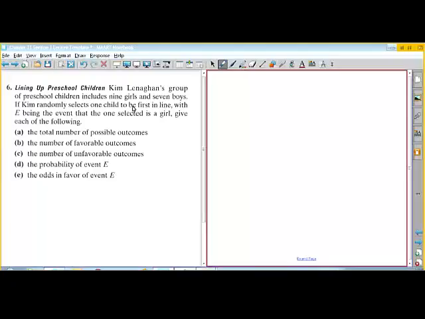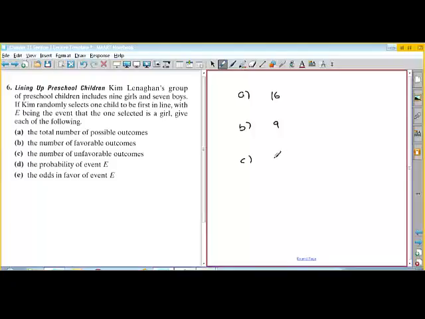So in this case, they're defining the positive outcome as being a girl when you randomly select a person. So they're kind of guiding you through the questions that you have to ask to come up with a measure of the probability. So I'll just do the answers over here. So A, what are the total number of possible outcomes? 16, yeah, because there are 16 children. The number of favorable outcomes, 9, because the girls are favorable in this case.